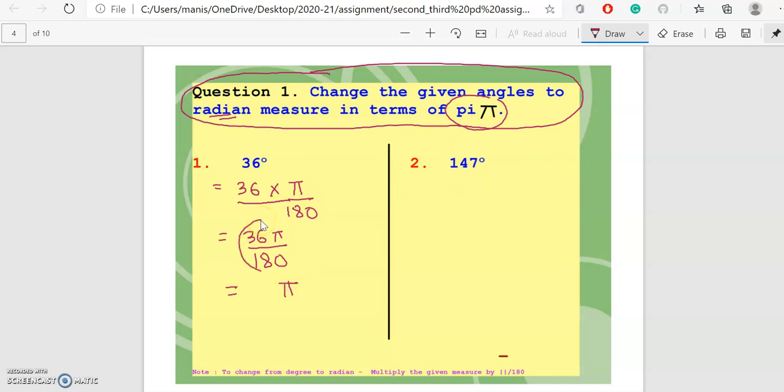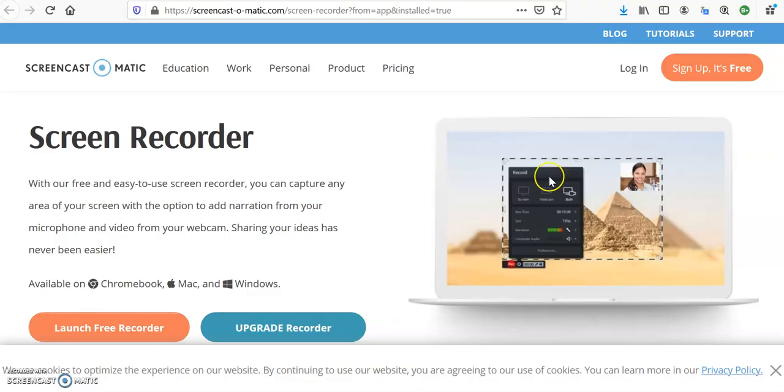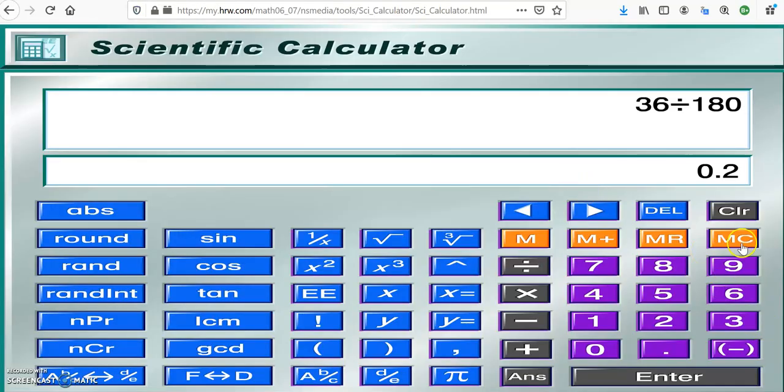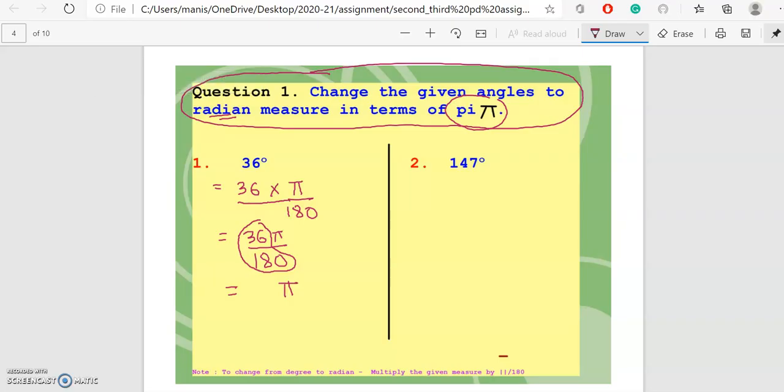We will divide 36 by 180. So I will use my calculator for this. Let me pull up my calculator. So this is 36 with the division sign 180. So your answer is 0.2. So I'll write over here 0.2 pi. Now do not leave your answer like this because you have to write the unit radian. Like you have your last name, this angle has its last name as radian. Go ahead and copy the solution.